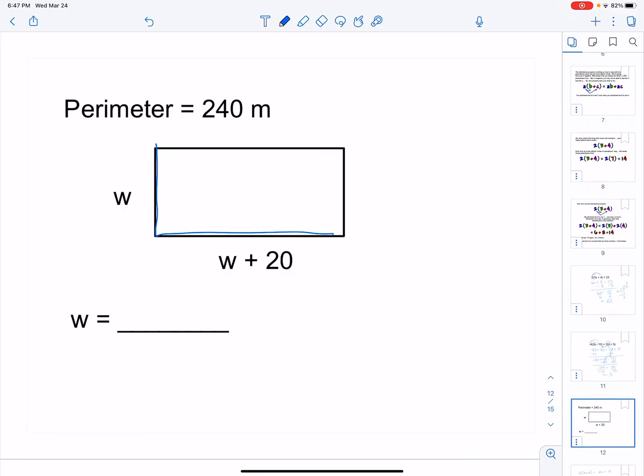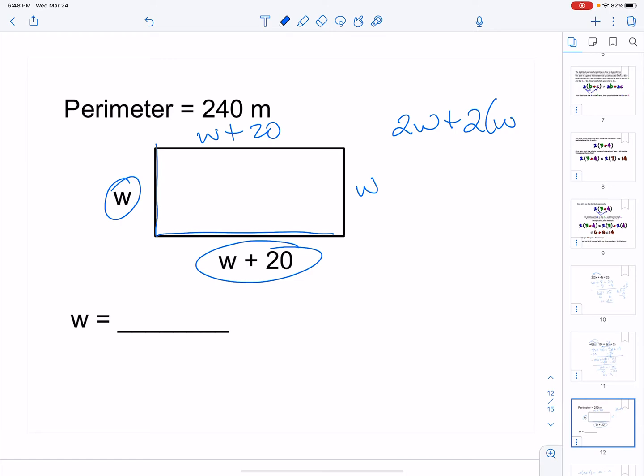Well, we know perimeter is the distance all the way around the shape. So you could do something like this. I know that this side is W, so that makes this side W. I know that this bottom is W plus 20, so that means my top is also W plus 20. So we could write an equation for this. Okay, 2W plus 2 times the quantity W plus 20 equals, I'm running out of room there, 240.